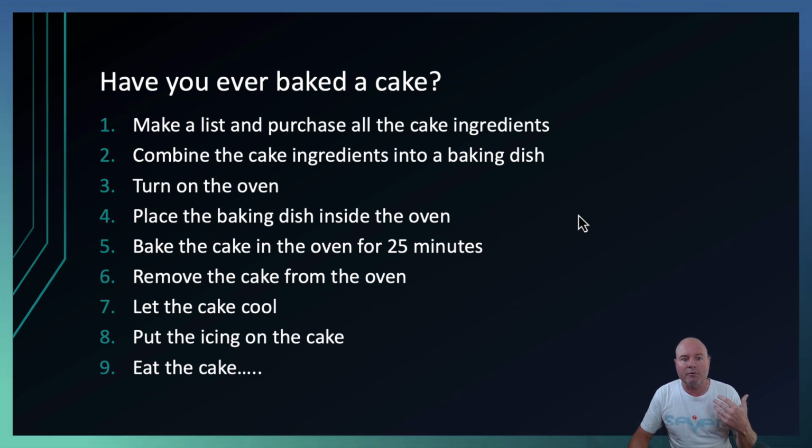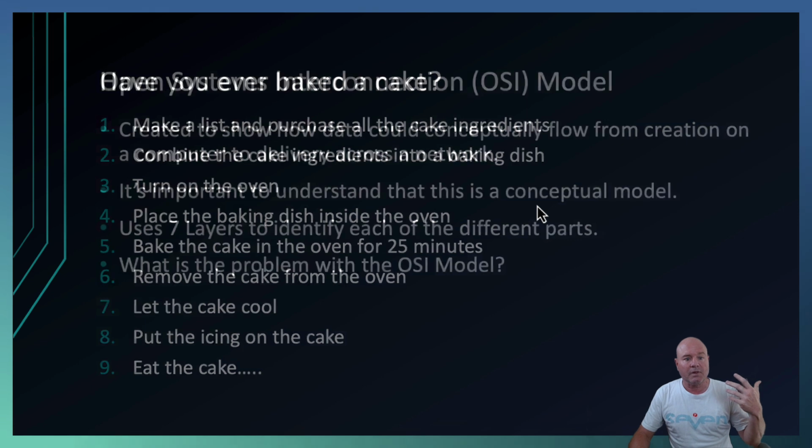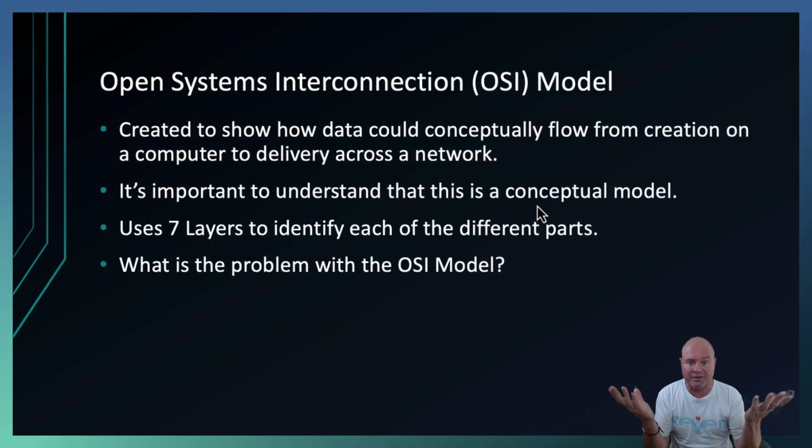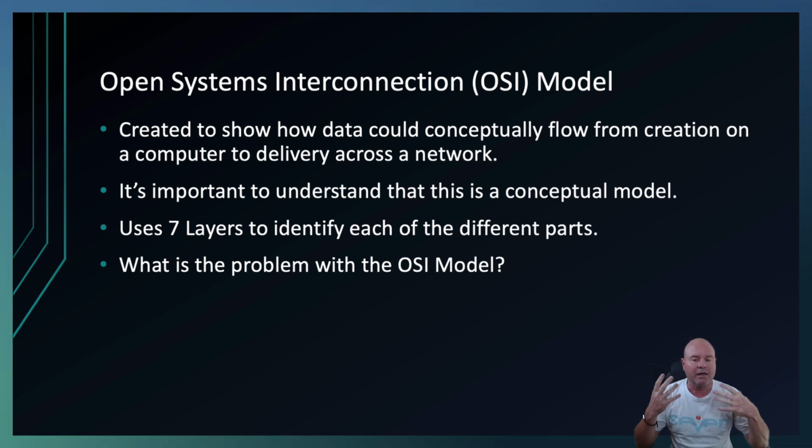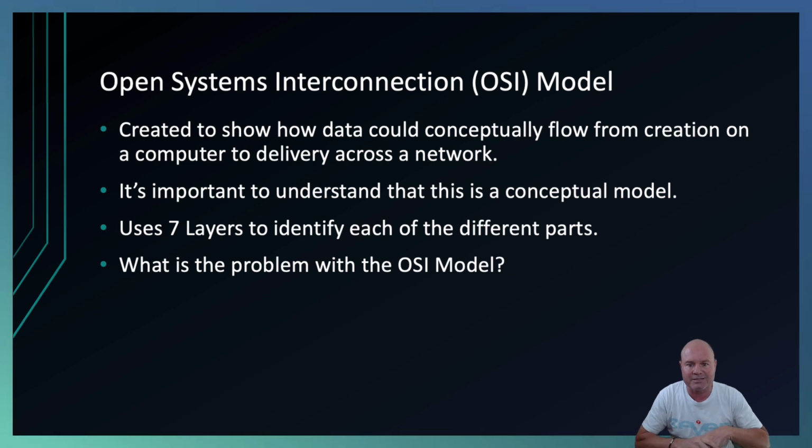So now that we understand layers, let's actually jump into the first model, and this is the OSI model, or the Open System Interconnection Model. Nobody says Open Systems Interconnection. Everybody just says OSI model, and we all pretty much know what it means because this is where everything started when it came from networks.